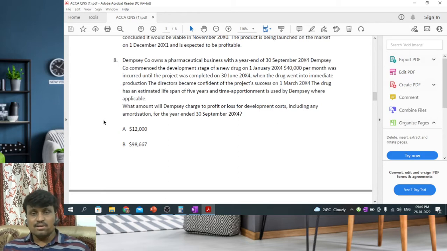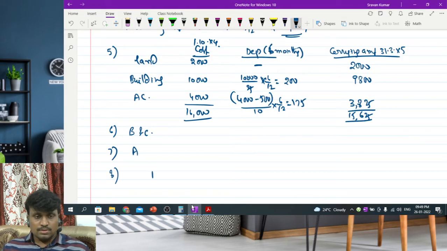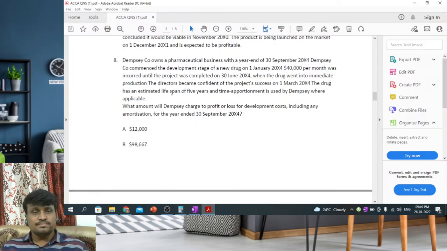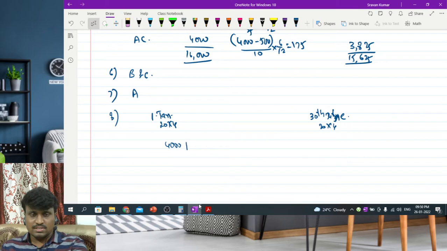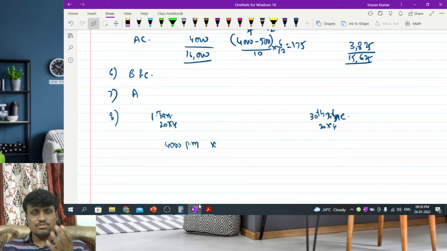A company with year ended 30th September 2004. Dempsey commenced the development stage of a new drug on 1st January 2004. 4,000 per month was incurred until the project was completed on 30th June 2004. So remember, the development starts from 1st January 2004 and closes on 30th June 2004. Each month how much amount? 4,000 per month. How many months are there? Jan, Feb, March, April, May, June. 6 months.